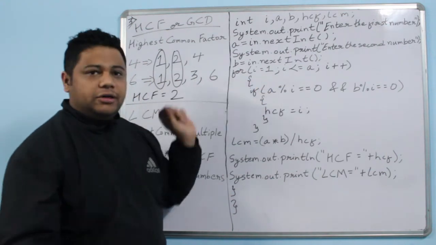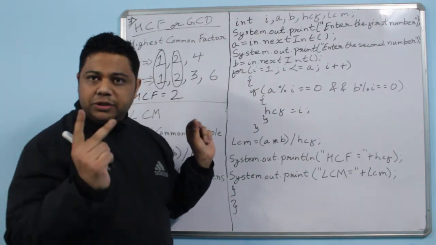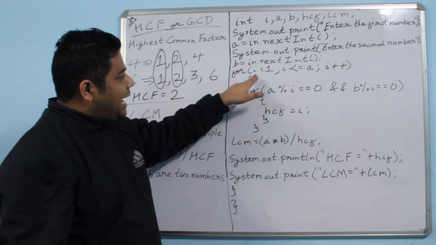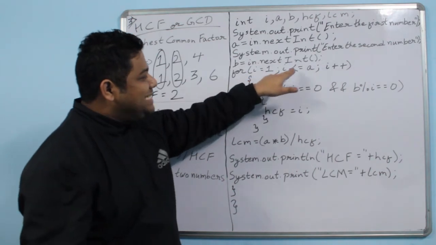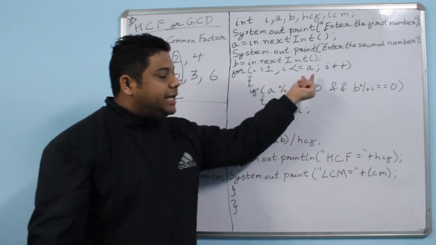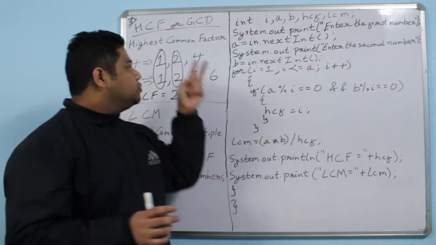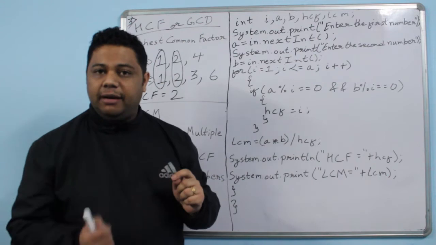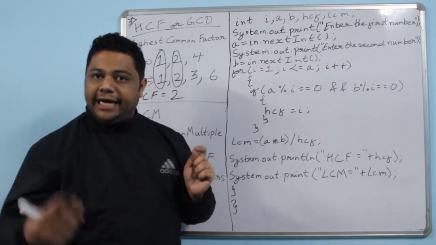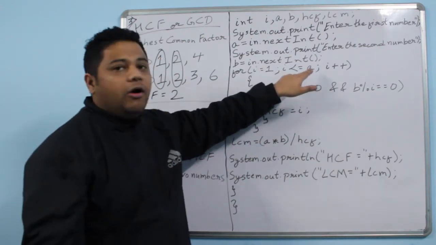we'll run a loop. Now see, over here loop can be run in two different ways. Number one, I equals to 1 and I is less than equals to A, or in place of A you can write B also, because HCF of two numbers cannot be greater than any of the number. It can be equal but it cannot be greater, so you can write either A or B.